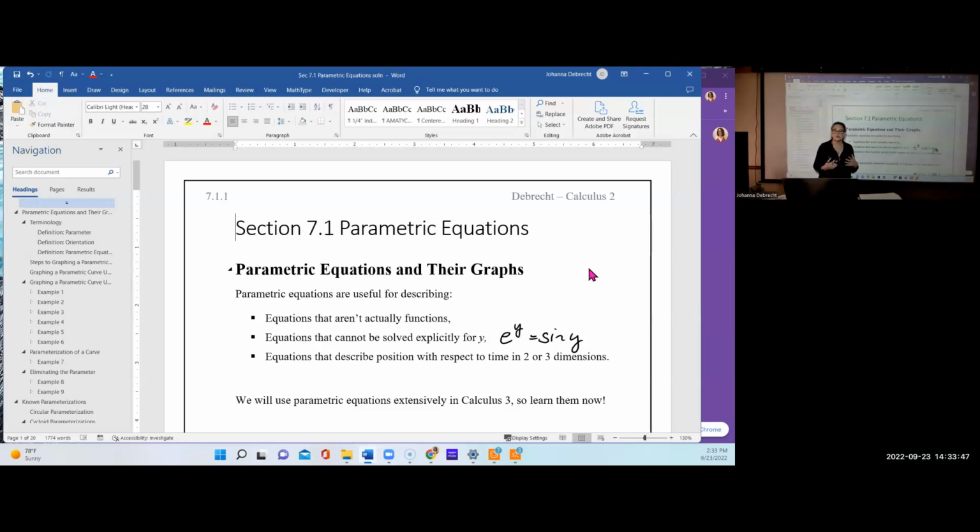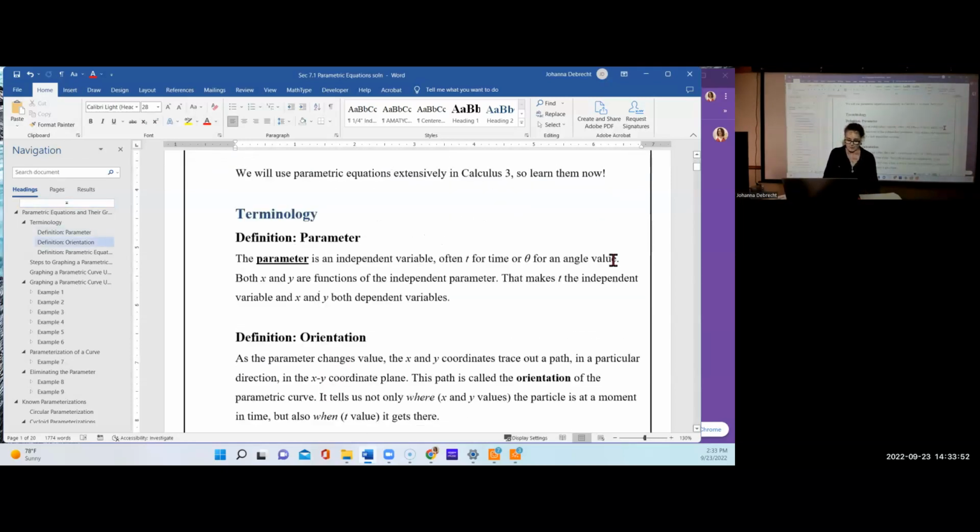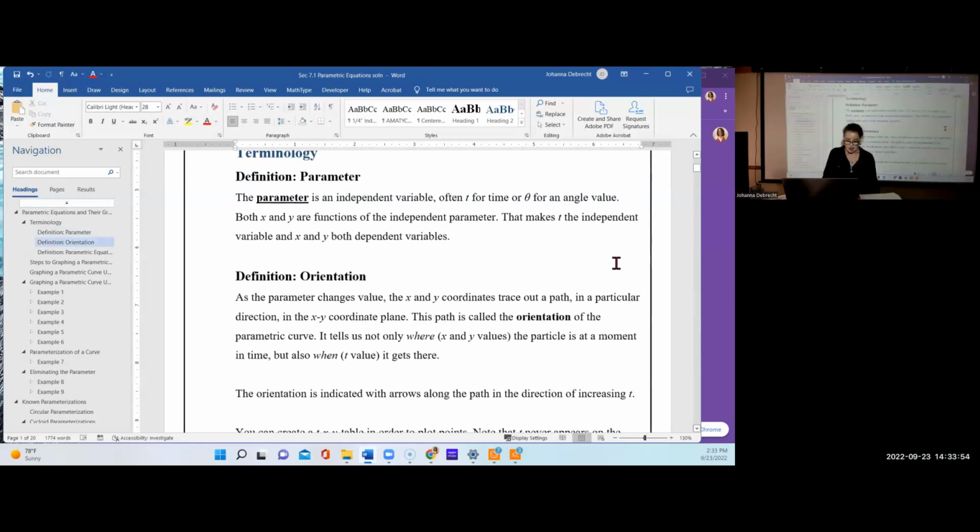Parametric equations get used extensively in Calculus 3. So you want to make sure that you learn them now and get a good handle on them. This is not something you can delete from your data bank because it is going to come back with a vengeance in Calculus 3.